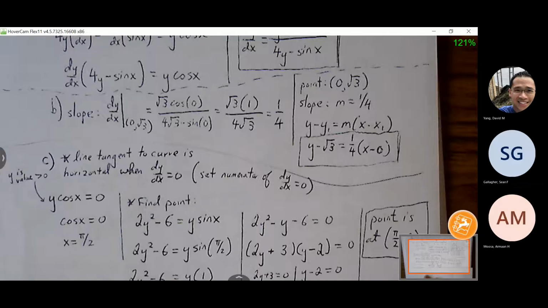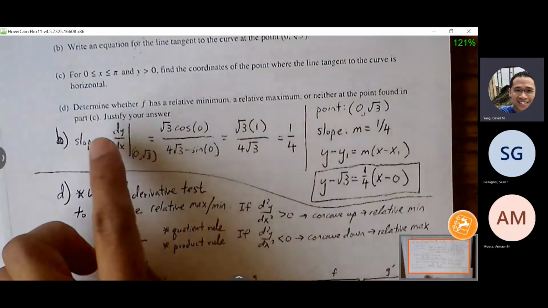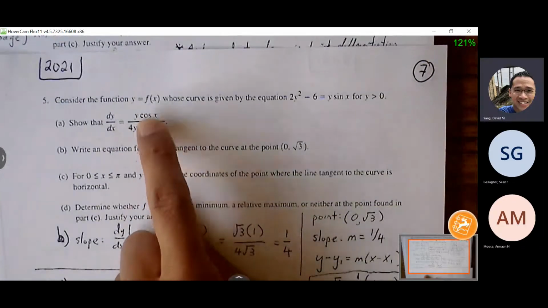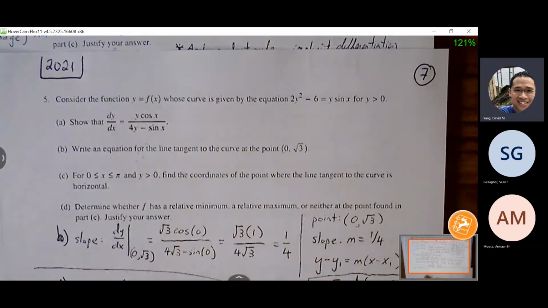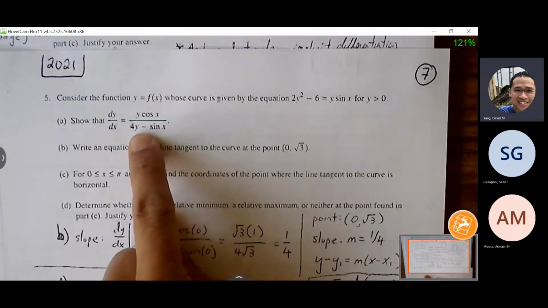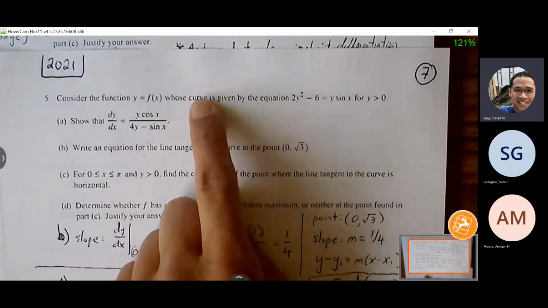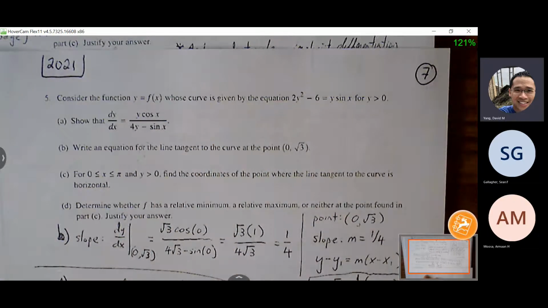Okay, part D. Determine whether f has a relative minimum, a relative max, or neither at the point found in part C. So it's tough to create a sign line with this derivative. So it's almost forcing us to go through the second derivative test. We'll find the second derivative function and see at that point whether we get a positive or a negative concavity. If we get a positive concavity, we know it's going to be opening up. It's going to be a relative minimum. If we see second derivative less than 0 in the negative region, we know that we must be looking at a relative max.